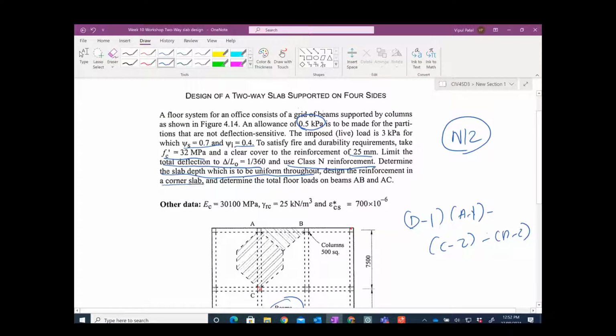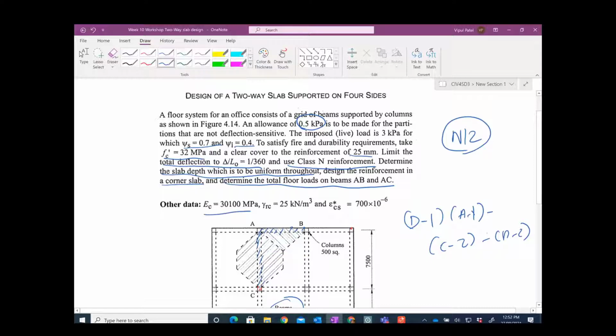Design the reinforcement in the corner slabs. I will show you how to design in the corner slab. And determining the total floor load on beam AB and beam AC. So we need to find what is the load coming on AB and what is the load coming on AC when you design the slab.